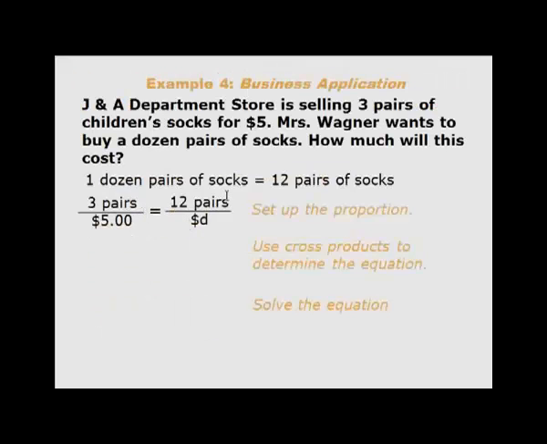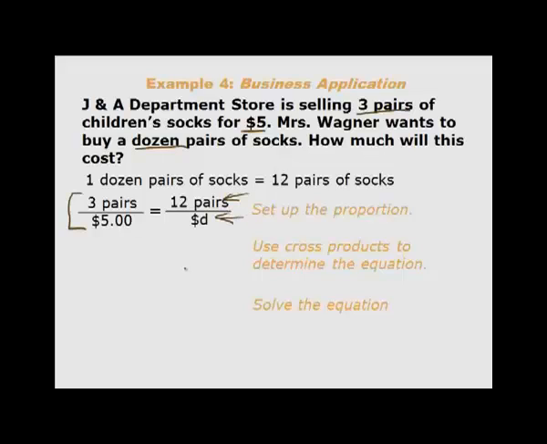In example 4, we have a department store that is selling 3 pairs of children's socks for $5. Miss Wagner wants to buy a dozen pair of socks. How much will this cost? First thing we need to do is set the proportion. We have 3 pairs for $5. So here's our proportion, 3 pairs for $5. She wants to buy a dozen pairs. That's our 12 pairs right here. How much will this cost?